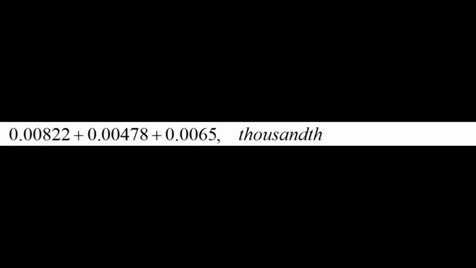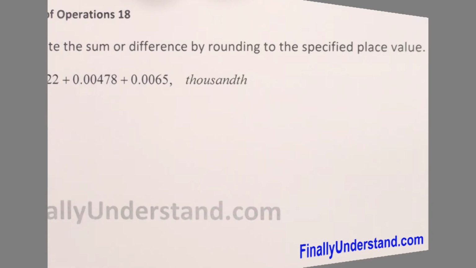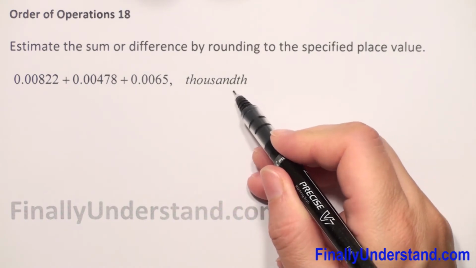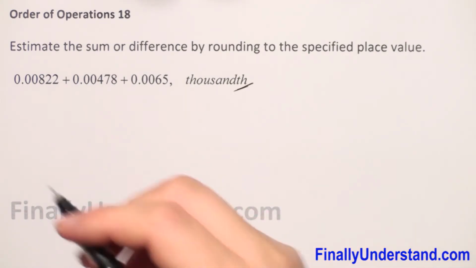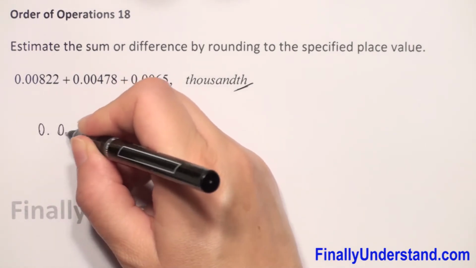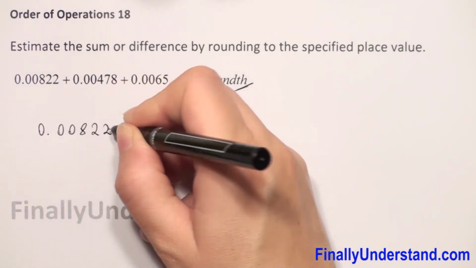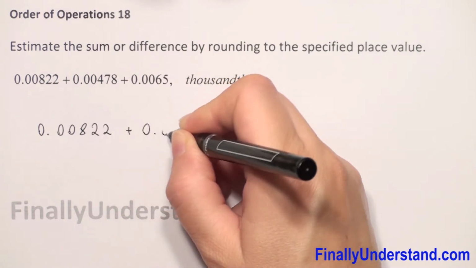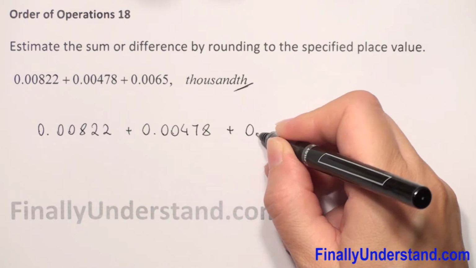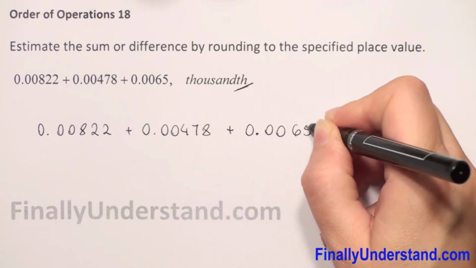We have to estimate the sum of these three decimal numbers by rounding to the specified place value. In this example, we need to round to the thousandth. So first let me copy our example. We have 0.00822 plus 0.00478 plus 0.0065.